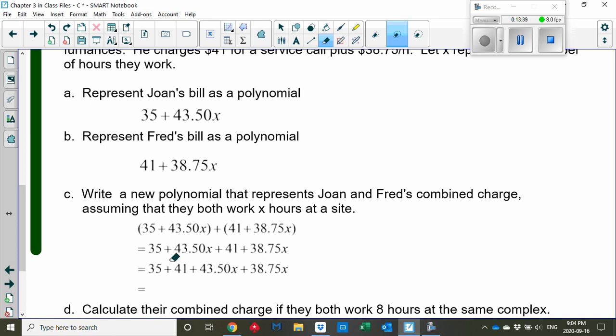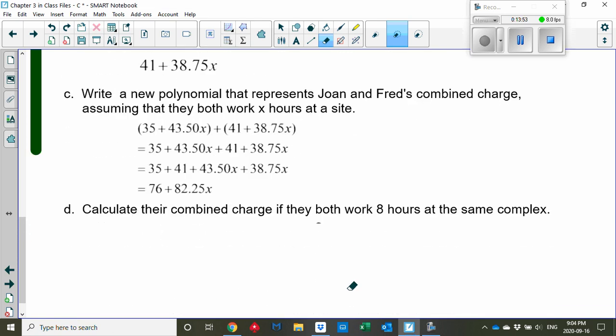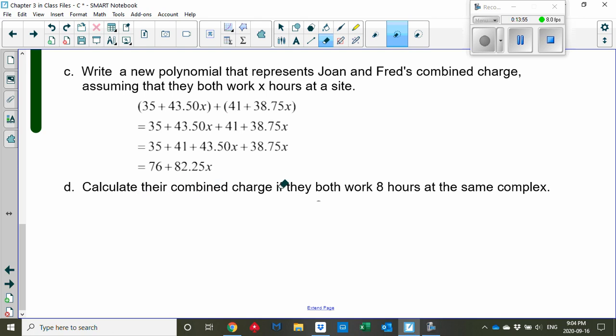And when I add 35 plus 41, I get 76. And when I add our two wages, I ended up with 82.25. So this is their combined charge, $76 up front and this amount per hour. So now calculate their combined charge if they both work 8 hours. Then we replace the x with the number 8, or we say let x equal 8.